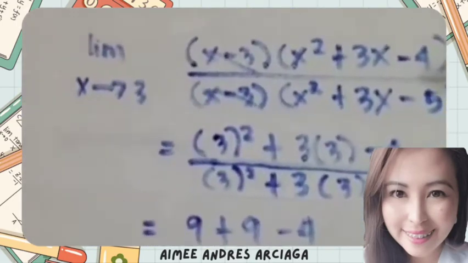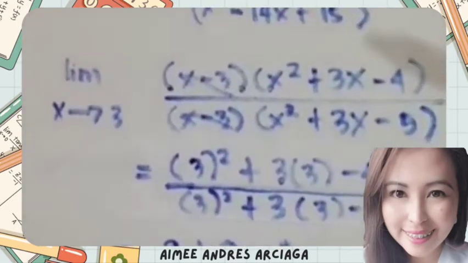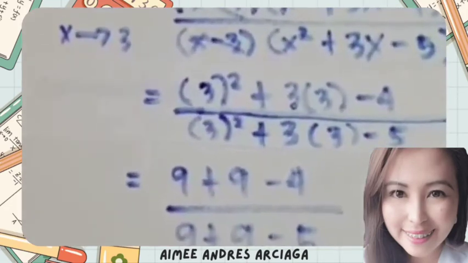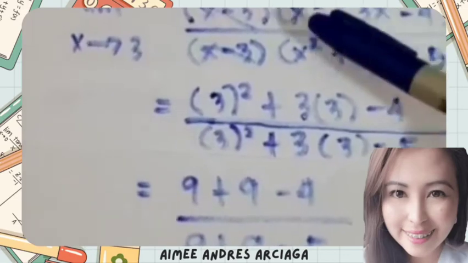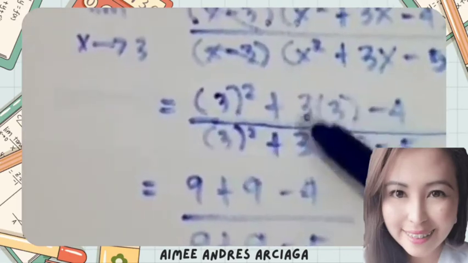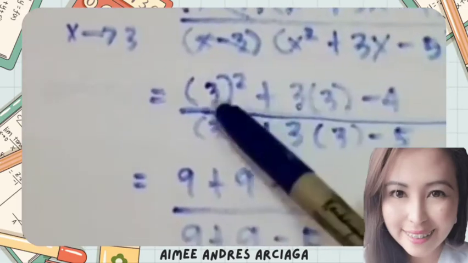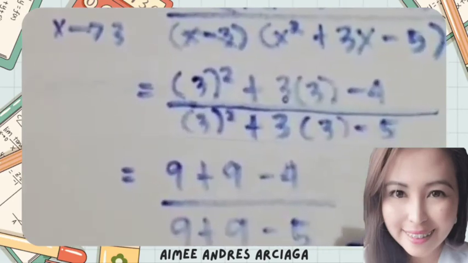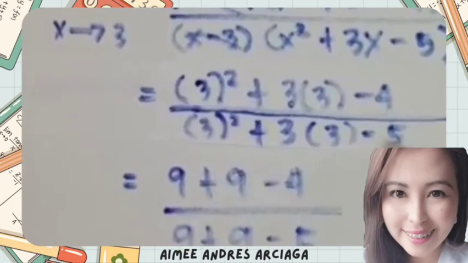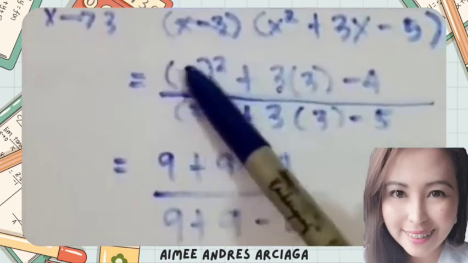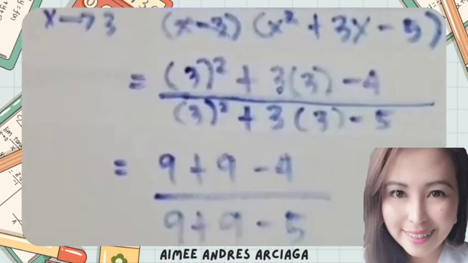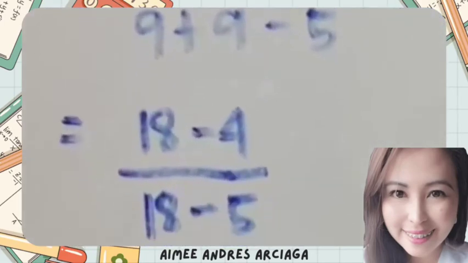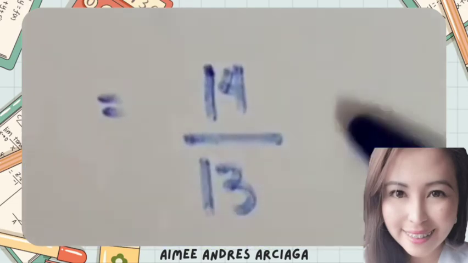Step 3. To solve for the limit, substitute x equals 3 to all the values of x in the simplified function. By solving and simplifying, the answer will be 14 over 30.